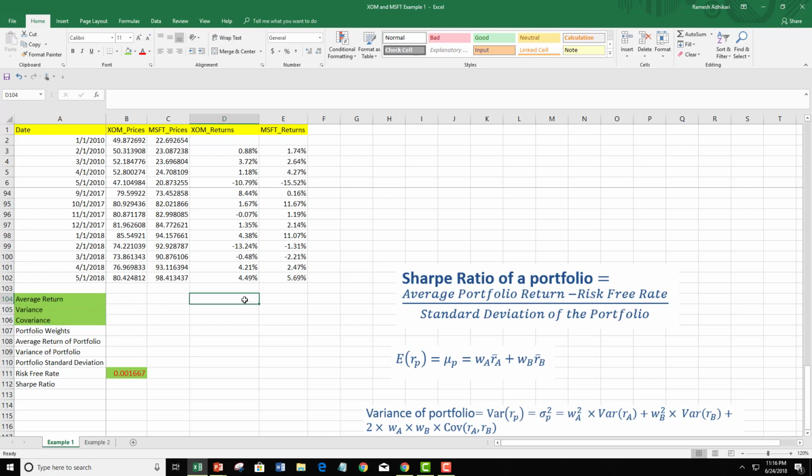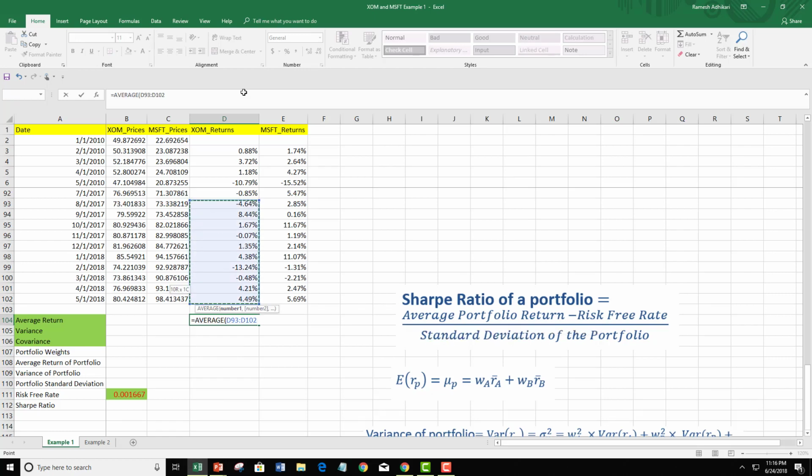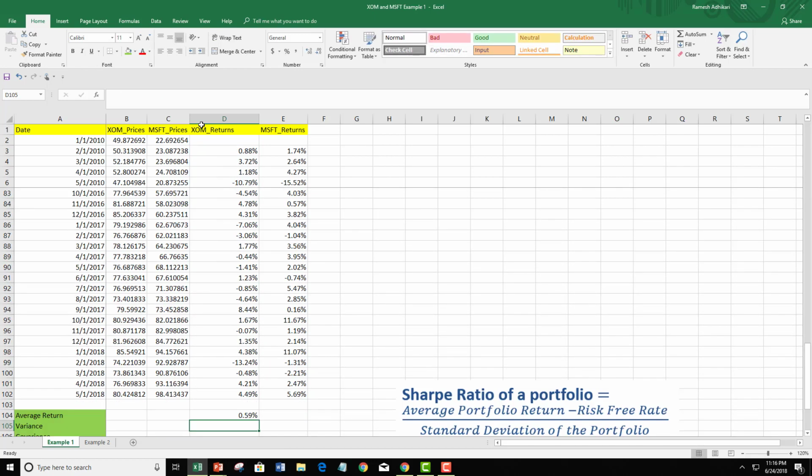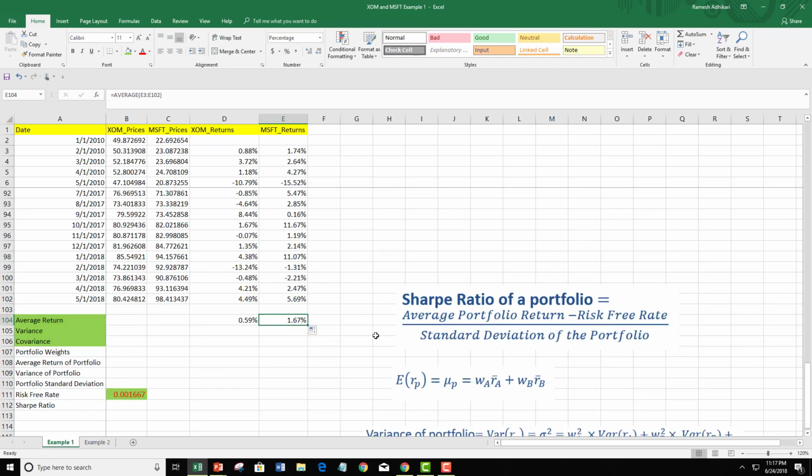So let's compute the average return for XOM. I'm going to use Excel's average function. So here is average, right? And you can select the entire return series for ExxonMobil, which is 0.59%. You can drag now to the right and it gives the average return for Microsoft.